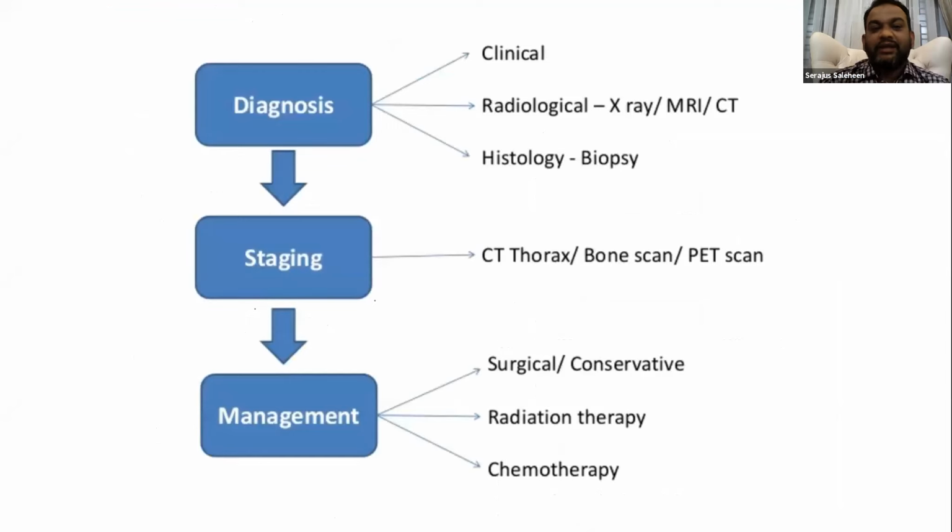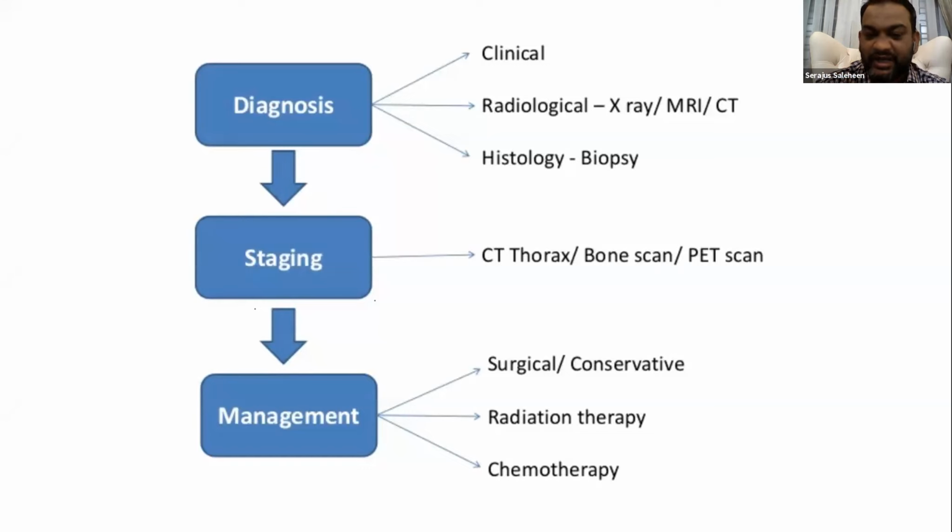Now, finally, in a nutshell, I am going to follow the flow chart for when we proceed a bone tumor case. First of all, we should do the diagnosis. By diagnosis, there is a 3-pillar: clinical, radiological, and histological examination. That is biopsy. Then staging, by CT chest or bone scan or PET CT scan. This is the ideal staging investigation for diagnosis of the malignant bone tumor.